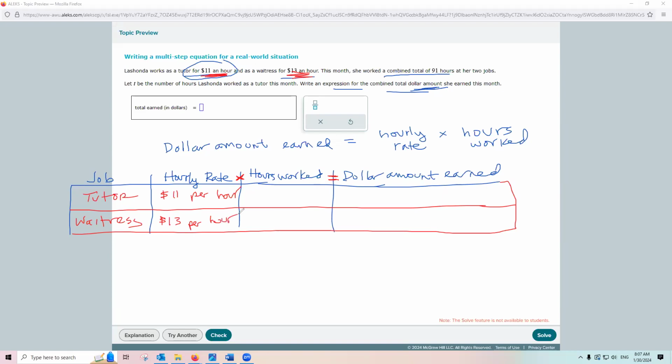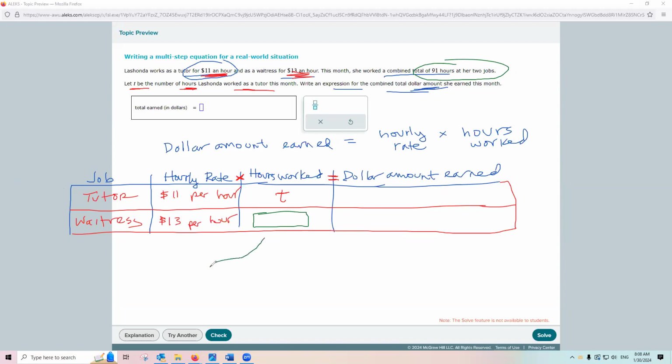Now, here's the tricky part: hours worked. They didn't tell me what the actual hours worked are for either job, but they did say use the letter T for the number of hours she worked as a tutor. So right here, I'm going to put a T, because they told me let T represent the hours worked as a tutor. One other thing I have to figure out: what should I put in this green box for the hours worked as a waitress? They're not telling me how many hours she worked as a waitress, but I do know it was 91 hours altogether.